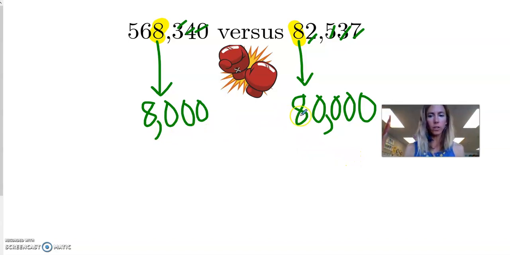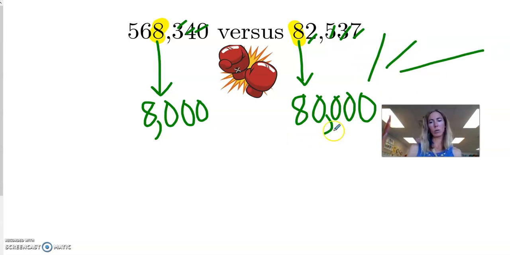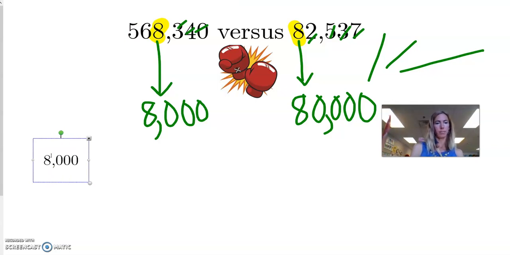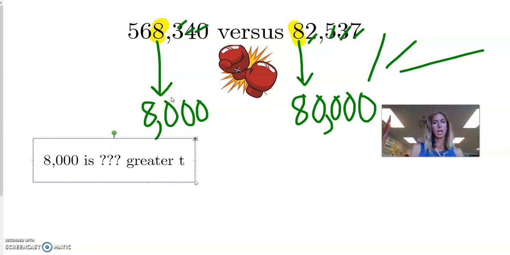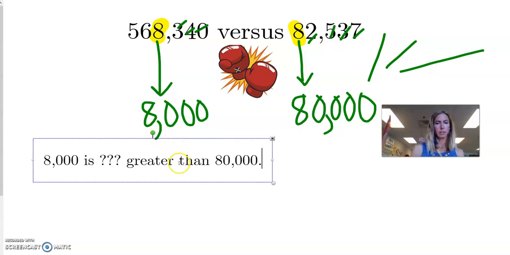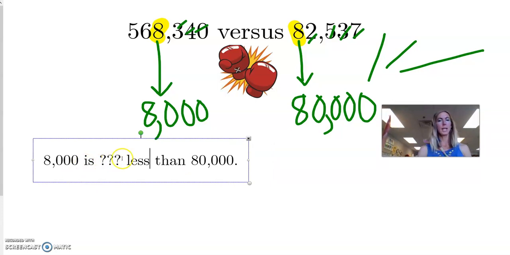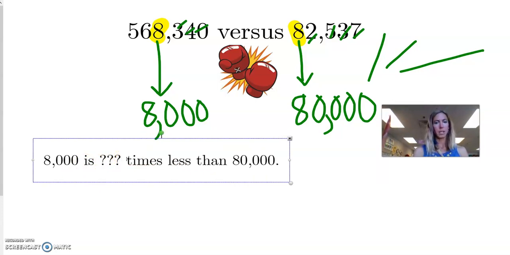So I have 8,000 versus 80,000. Oh man, right side takes the win. Yes, we got a bigger number over here, but by how much? So I'm going to start by writing 8,000. That's where we started, right here. Is how many times greater than 80,000? Now hold on. It's not greater, is it? I'm going to have to change this to less. 8,000 is how many times less than 80,000?